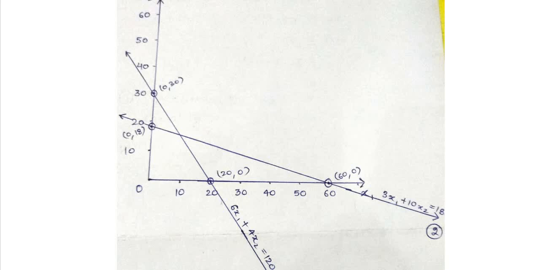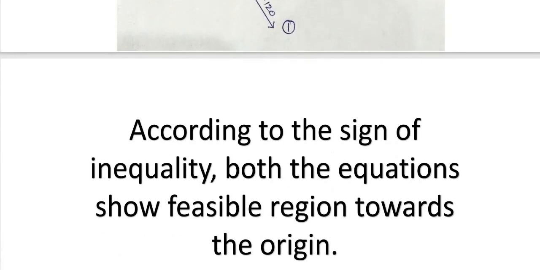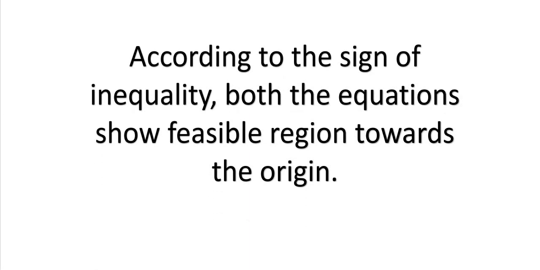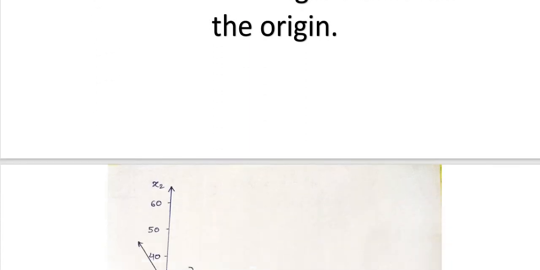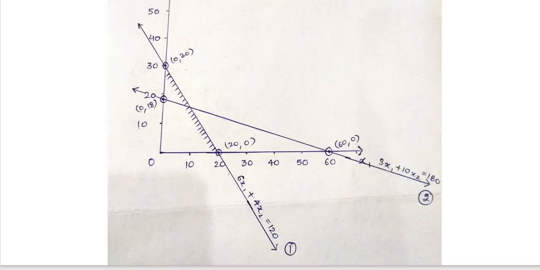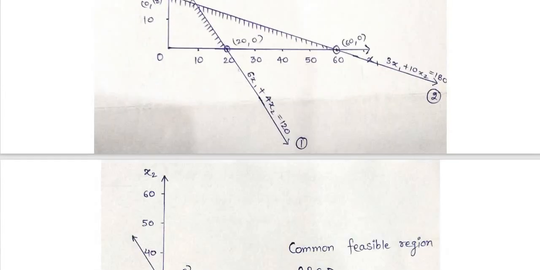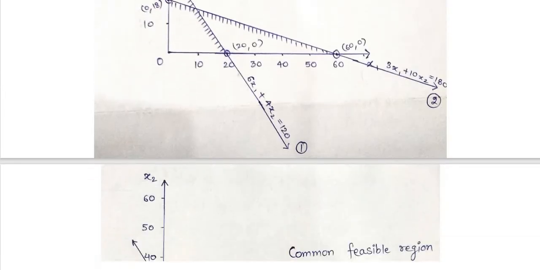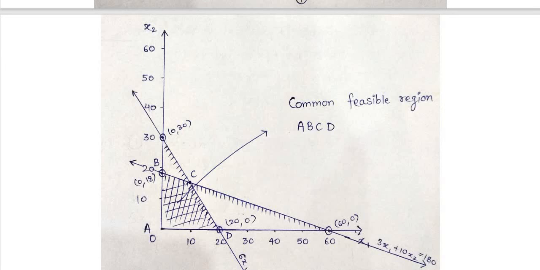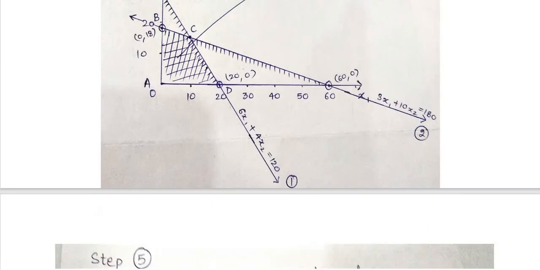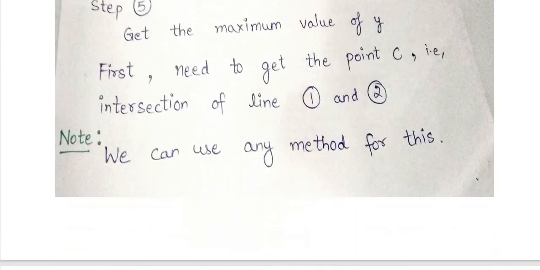This is the next slide. Here I have drawn the graph and written the equations. And then according to the sign of inequality, we see the feasible region for the first equation and then for the second equation, and then the common feasible region is this. We have points A, B, C, D. Then we find the values of the remaining points. Here it is point C. In the example when I explained it was D.